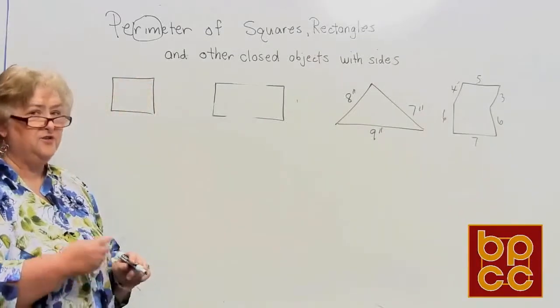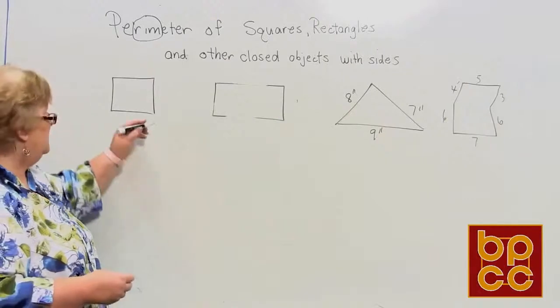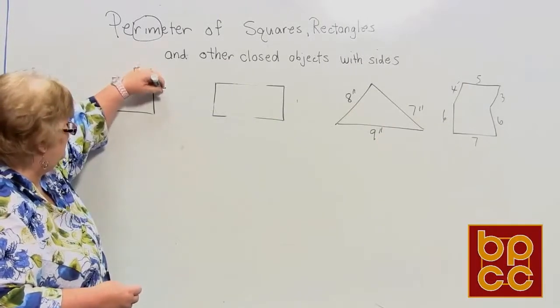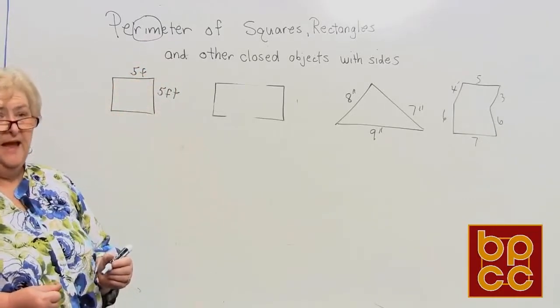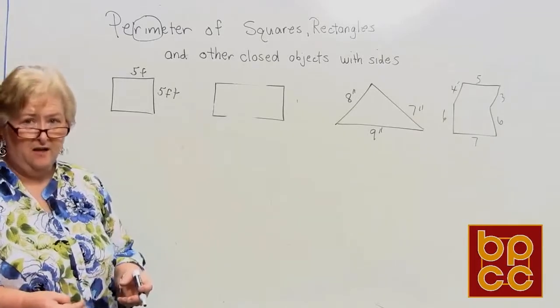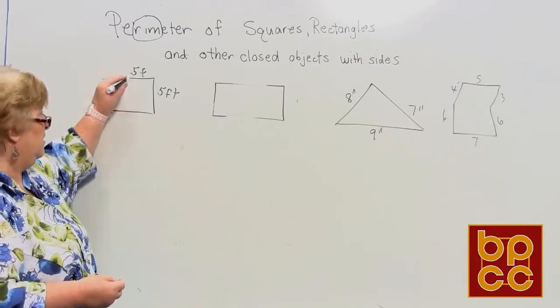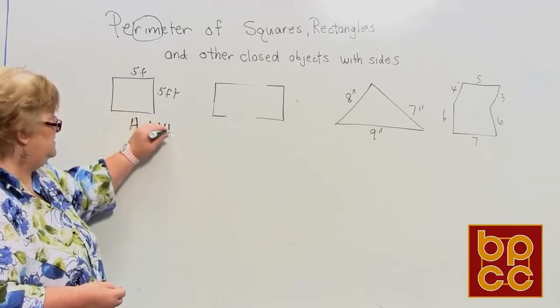Okay, area is not to walk around. Area is like you're carpeting something. So let's say that you have a 5 foot square, and I want to lay some tiles down, and they're 1 foot square tiles. So what we're going to do is we're going to do area, which is length times width.